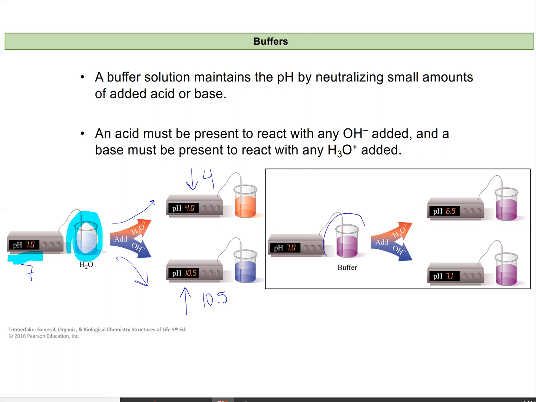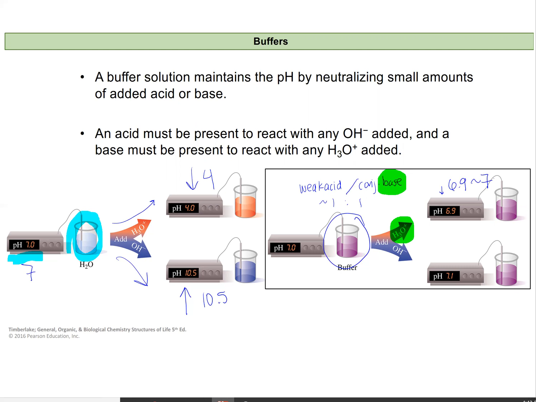Now, if I have a buffer solution, I'm going to have some amount of a weak acid and some amount of its conjugate base. And it's going to be a roughly 1-to-1 mixture of this acid and conjugate base, along with my water. So now, when I add some acid, it will react with the buffer's base and neutralize it. And so my pH doesn't actually change very much. It might drop a little bit, but it'll stay close to 7, right?